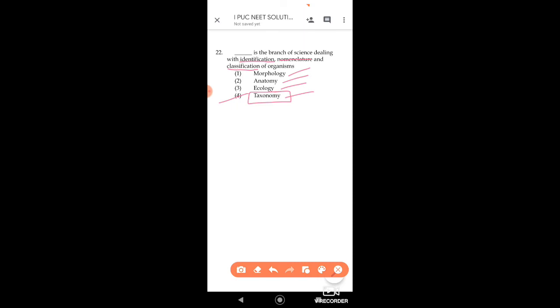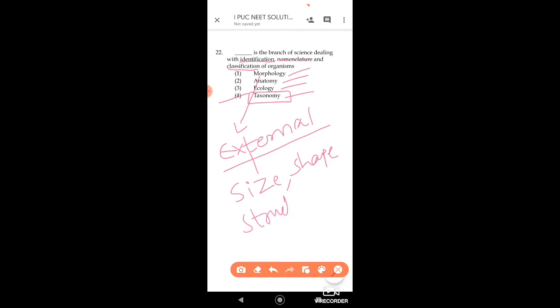But let us also understand what we mean by morphology. Morphology means the study of external features, the characters which we can see with our naked eye, the observable characteristics, where we can easily know the size, the shape, and the structure of plants, animals, microbes and so on. That is what we call morphology.